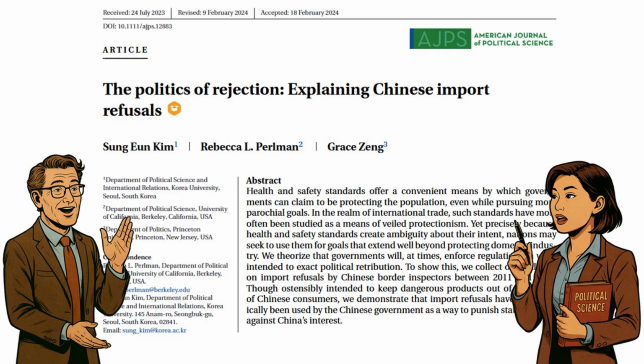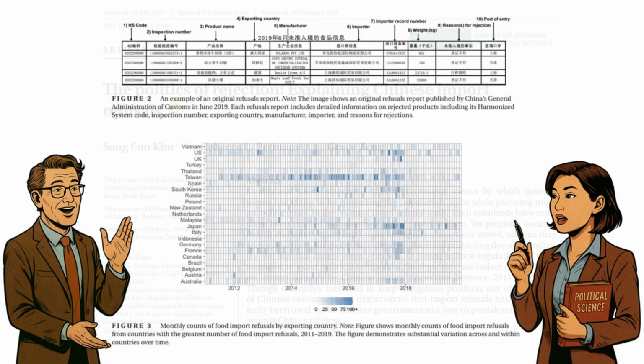What kinds of data and methods are they using? It's an observational study combining original administrative data and event data. The authors compile over 25,000 records of Chinese food import refusals from 2011 to 2019, drawn from monthly reports by Chinese customs. They match these to measures of political tension from the DELT database, focusing on conflict events involving military actors. They then run statistical models, including fixed effects regressions and Poisson estimations, to test whether spikes in political tensions are followed by increases in refusals.